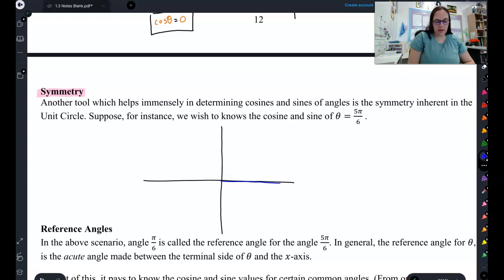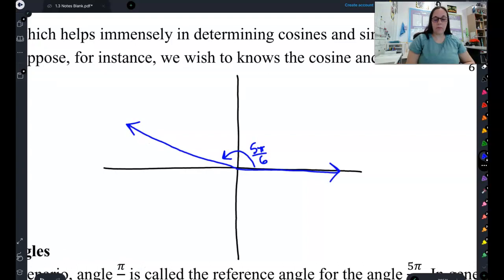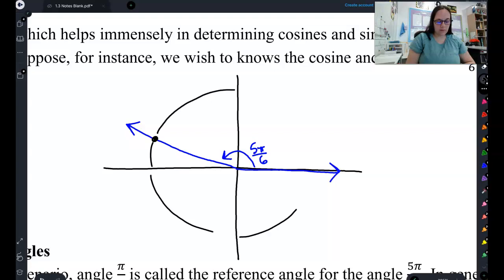Here's my initial side, like always. And I know that 5 pi 6 is going to be about there. I know it's closer to the x-axis than the y-axis. So that's going to be 5 pi 6. Now I'm going to take a point on my terminal side that I'm going to line up with my unit circle. Something like that. So there's my unit circle.